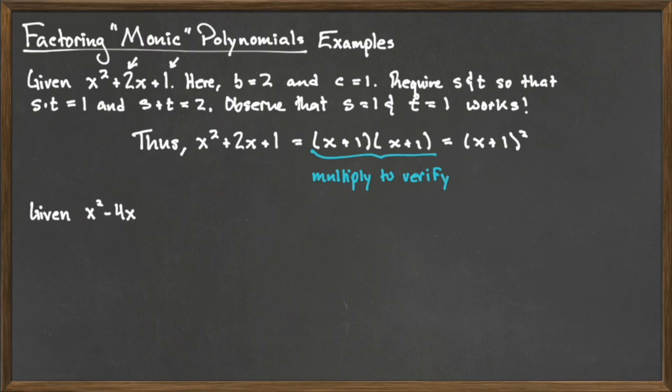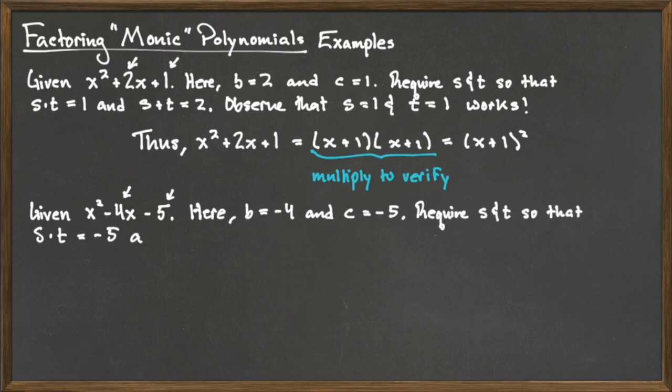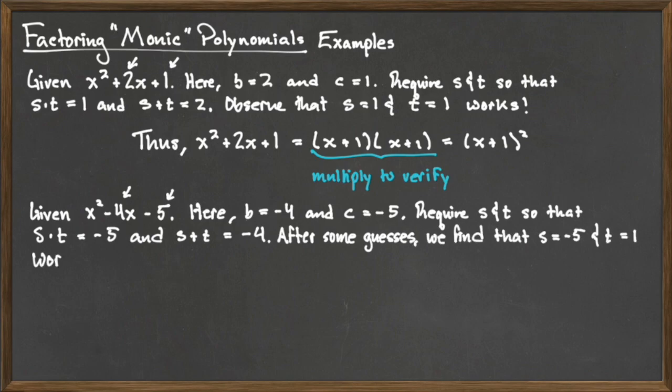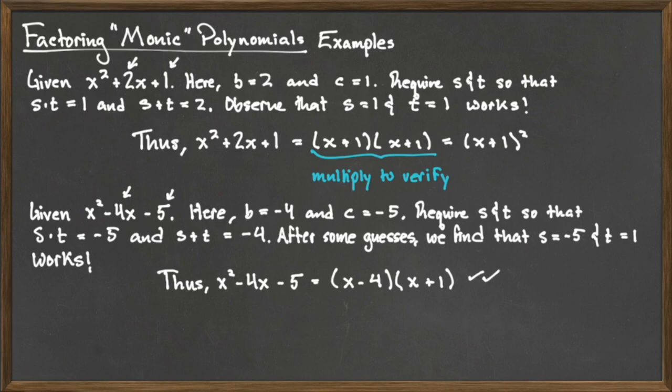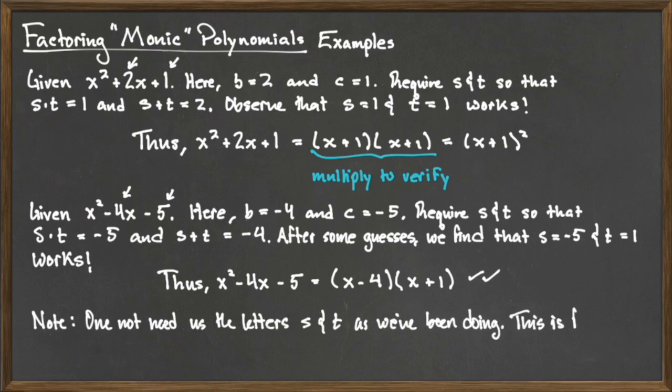Let's look at another example. Consider the polynomial x squared minus 4x minus 5. Here, b is equal to negative 4 and c is equal to negative 5. The question is, are there any factors of negative 5 that add to negative 4? Through a little bit of trial and error, I'll figure out that if I let s equal negative 5 and t equal positive 1, I have something that works, because negative 5 times positive 1 equals negative 5, and negative 5 plus positive 1 equals negative 4, so everything lines up. Therefore, I get to say that x squared minus 4x minus 5 factors as the quantity x minus 5 times x plus 1, and we're done.